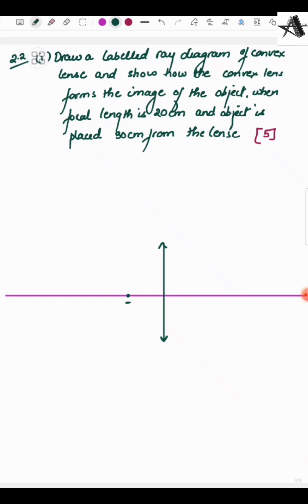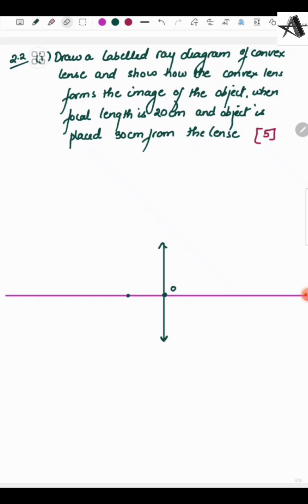Principal focus is a point where all the light converges, either they are meeting or appears to meet, and that happens in a case when it's a diverging light. So here they have mentioned that the focal length is 20 centimeters. Focal length means the length between the principal focus and the optical center. This is the optical center, let me name it O, the center of the lens. Distance between the focus and the optical center is your focal length, and this distance is 20 centimeters.